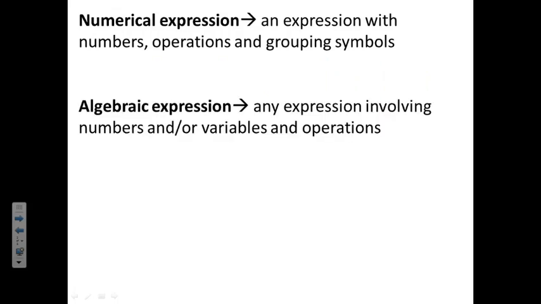So a numerical expression, we're just going to first talk about it. It's an expression with numbers, operations, and grouping symbols. So we've got numbers, operations meaning add, subtract, multiply, and divide, and then grouping symbols, you have a couple that we'll use. First you'll see parentheses, you might see brackets, and then eventually we're going to see absolute value symbols. An algebraic expression is any expression involving numbers and or variables and operations.